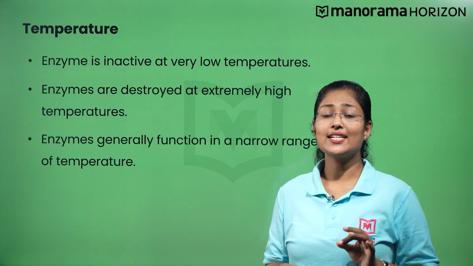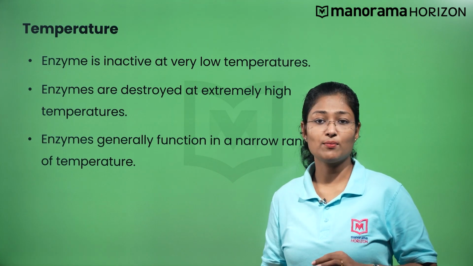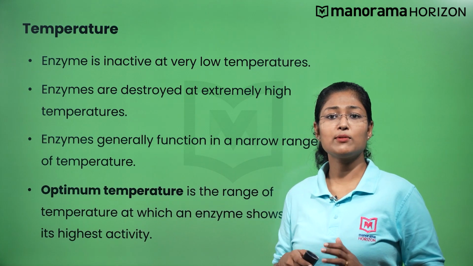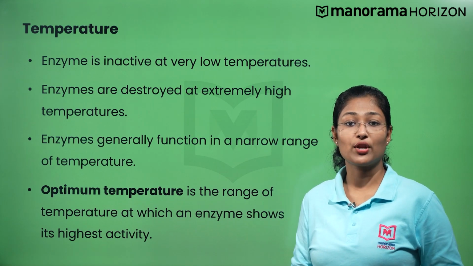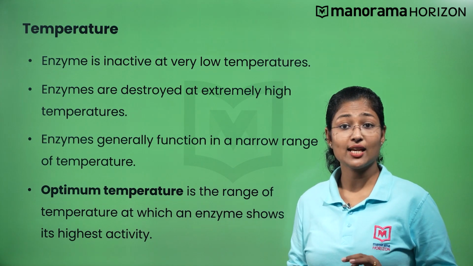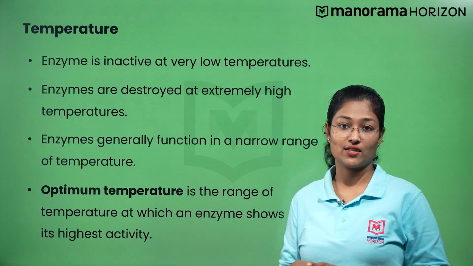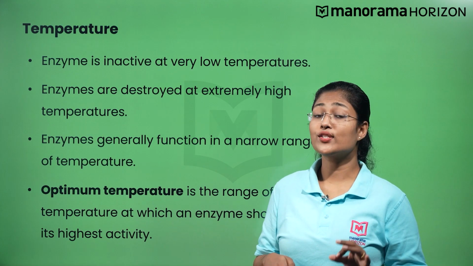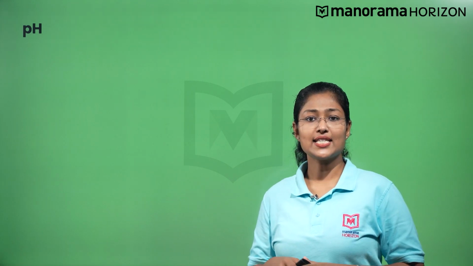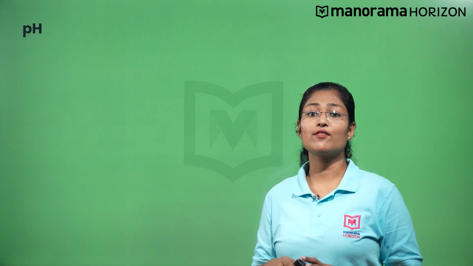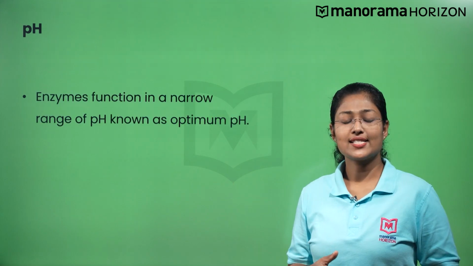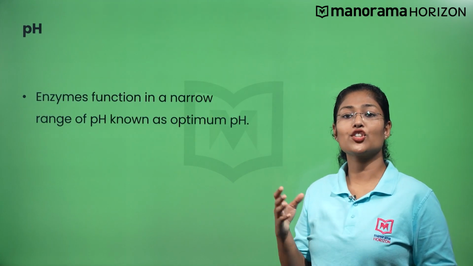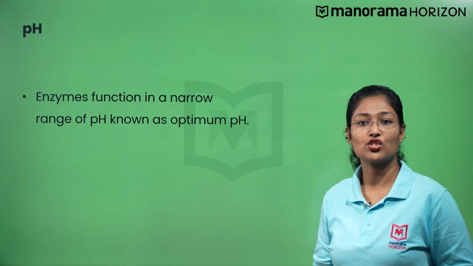Here, let's understand the meaning of optimum temperature. The optimum temperature is a range of temperature at which an enzyme shows its highest activity. The case is also the same for pH levels. Enzymes are extremely sensitive to changes in pH. Enzymes function in a narrow range of pH known as optimum pH.